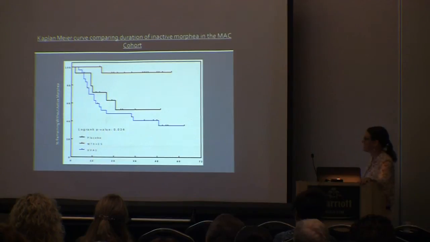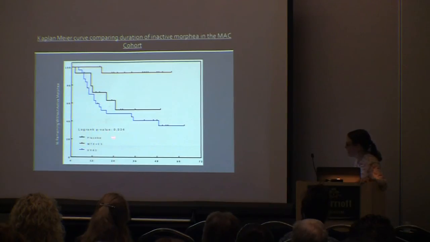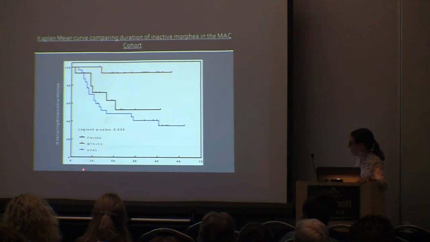And this is just an illustration of the time to recurrence of active morphea in our three groups. You can see placebo indicates the no treatment group here, and then methotrexate and corticosteroid is here in red, and then the phototherapy UVA1 is here, and this is months going out from time point 0. You can see here at time point 0, no one had recurrence, so 100% were inactive, and then this is the percent that are going to be active moving forward.